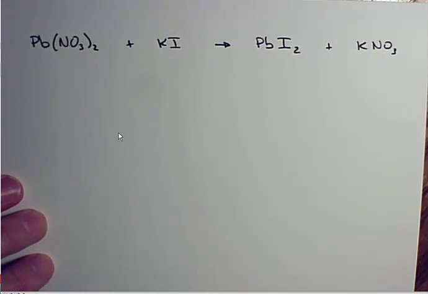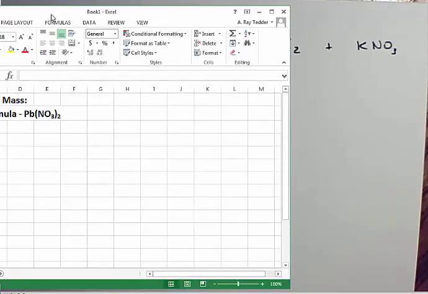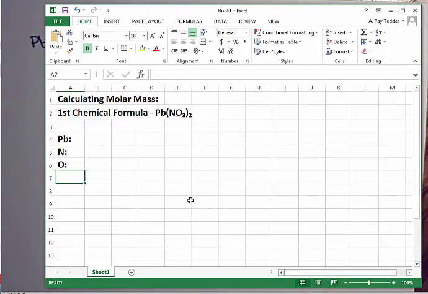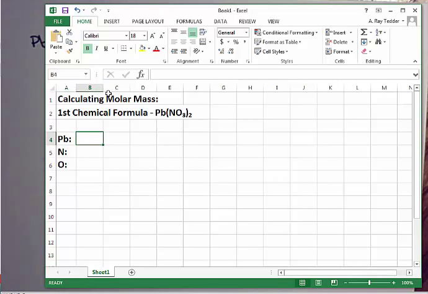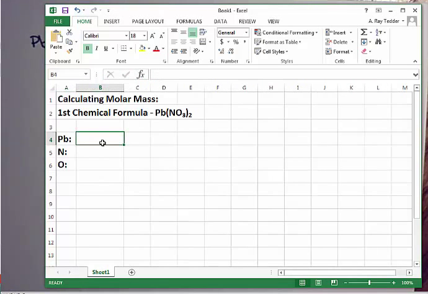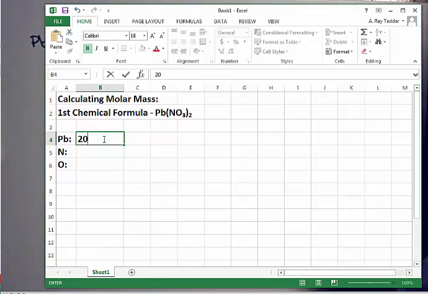Now, it's not hard. It's just addition, really. Okay? I'm going to, just for the sake of some clarity here, do it on a spreadsheet. What? I know, really. Come on. All right. So, the atomic mass of lead is 207.2.